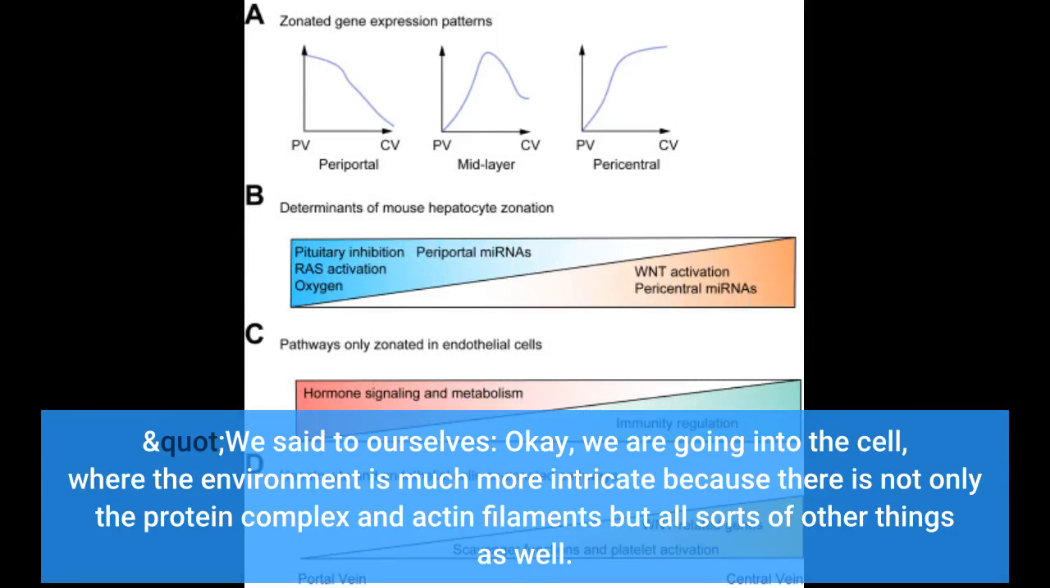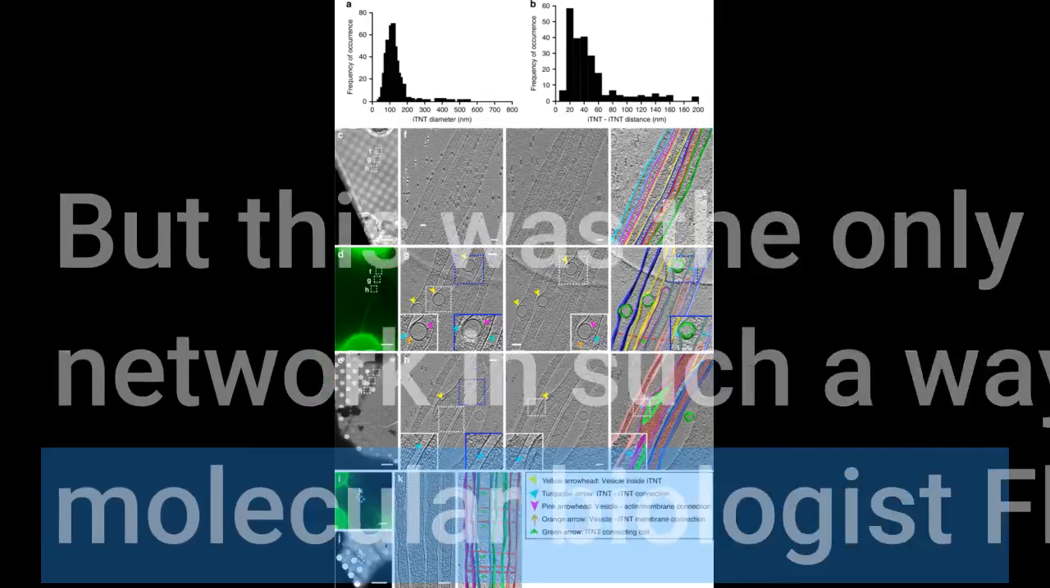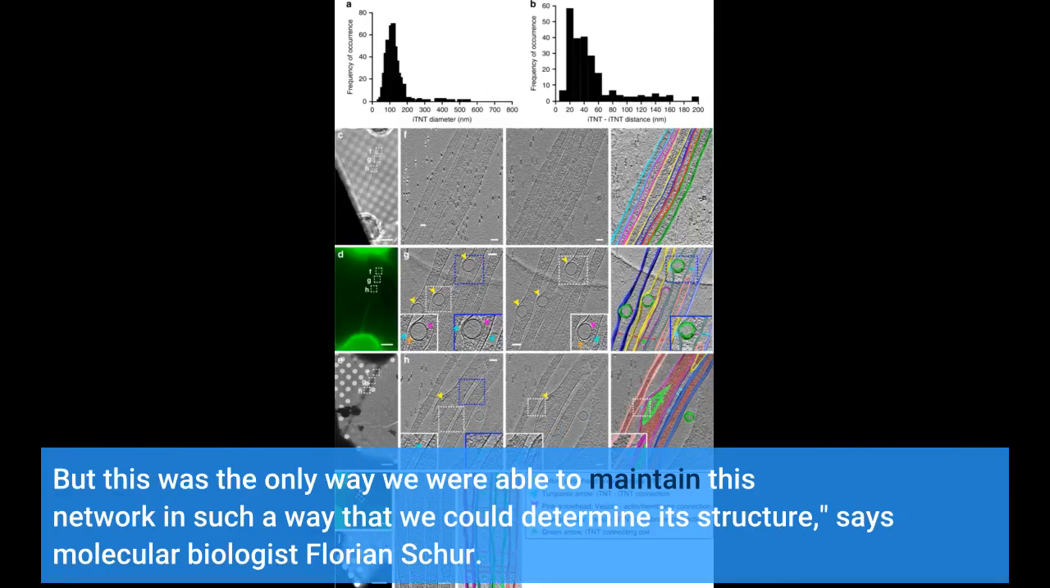We said to ourselves, okay, we are going into the cell, where the environment is much more intricate because there is not only the protein complex and actin filaments but all sorts of other things as well. But this was the only way we were able to maintain this network in such a way that we could determine its structure, says molecular biologist Florian Schur.